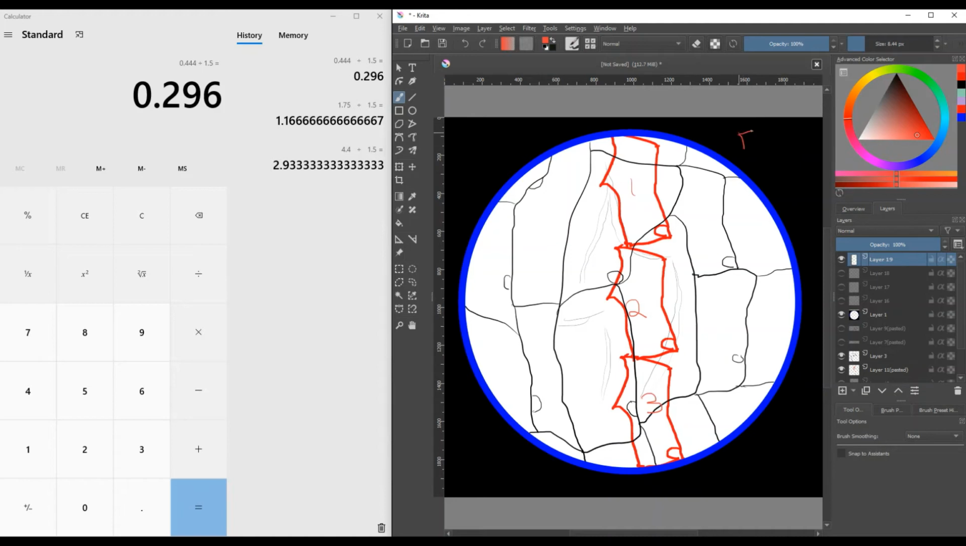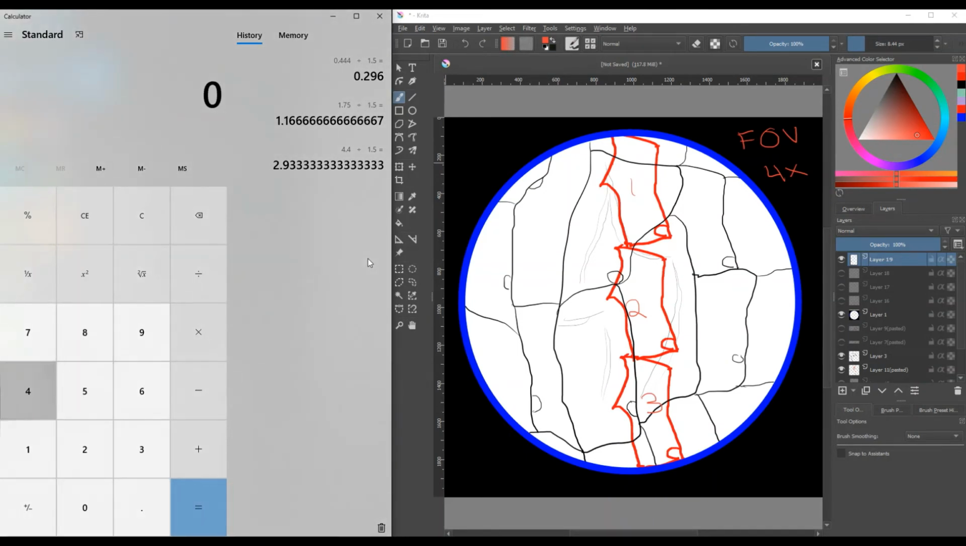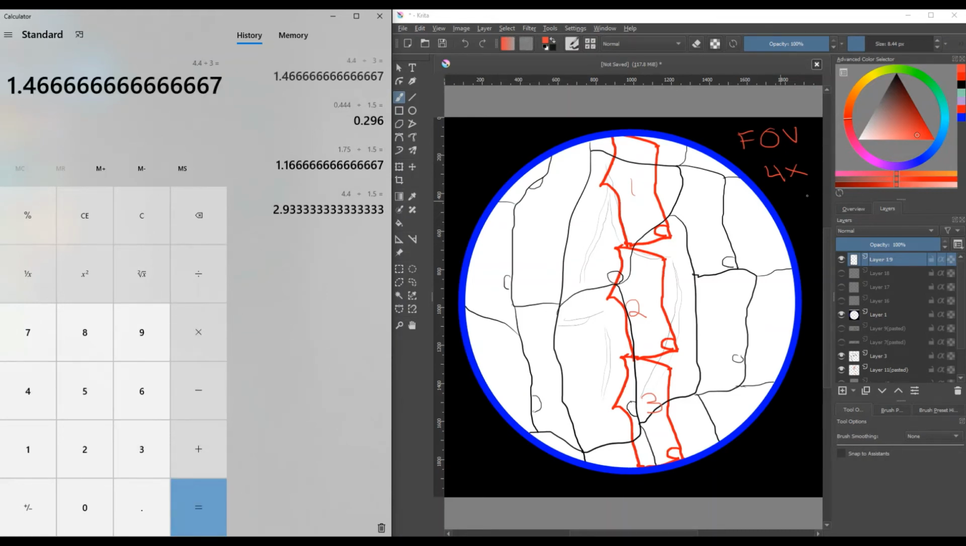From there, it's the same process as the last cell. If the field of view is using a 4 times objective lens, you would divide 4.4 millimeters by 3, the number of times the longest part of the cell can fit across the diameter. Meaning this cell would be 1.46 or 1.47 millimeters long.